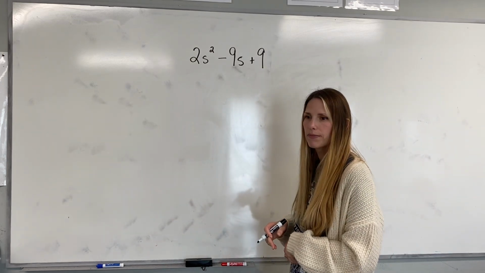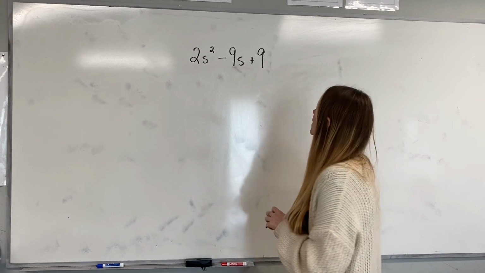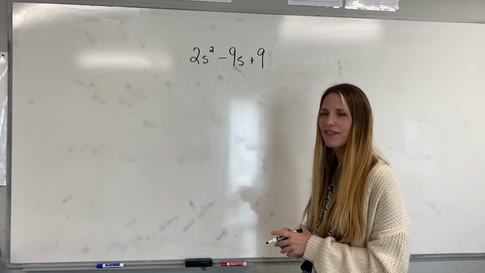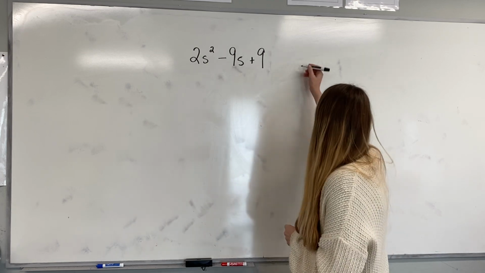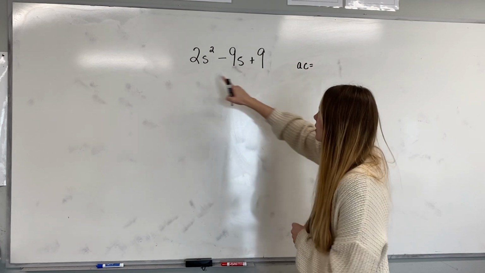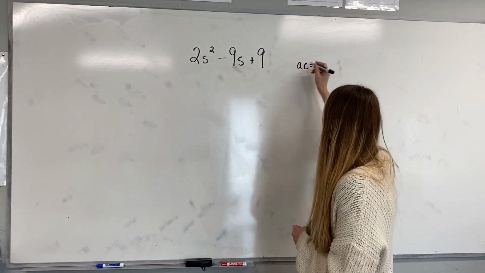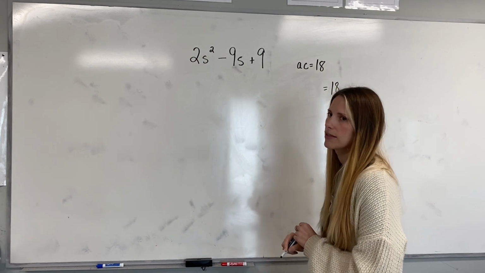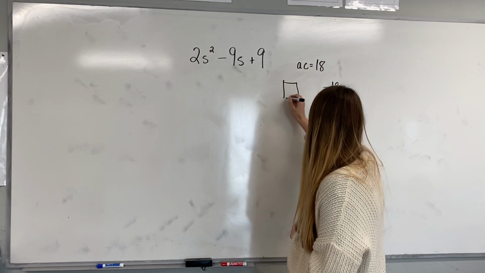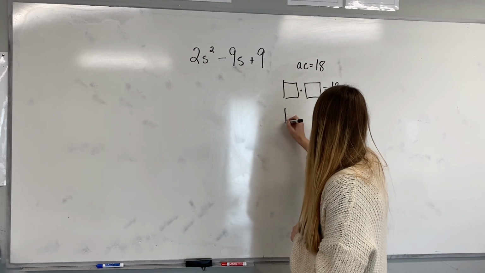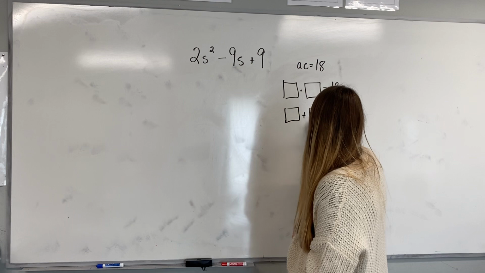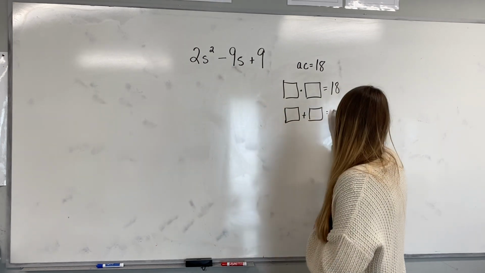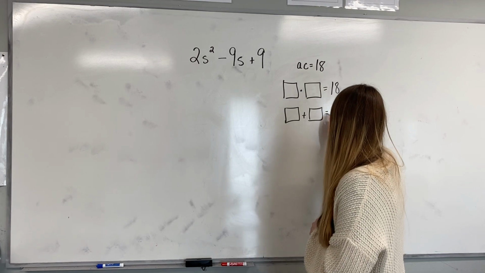What's the first one? My GCF. Okay, done. There is no GCF. Multiply A and C. A times C would be 2 times 9, which is 18. Good. What do we use our 18 for? The product of 2 numbers that will also add to get B, which is negative 9. This is going to be where the rubber meets the road.